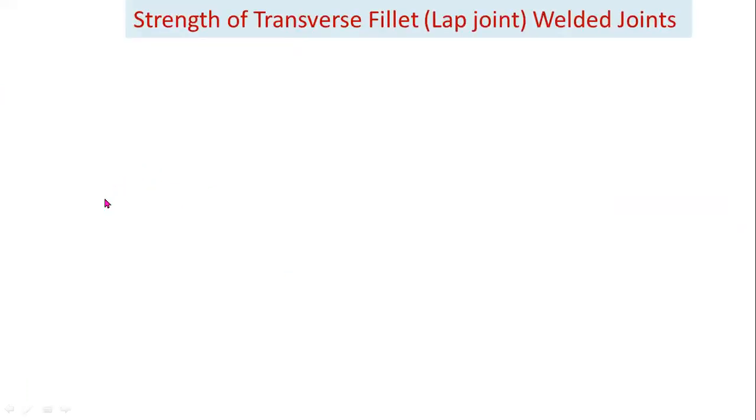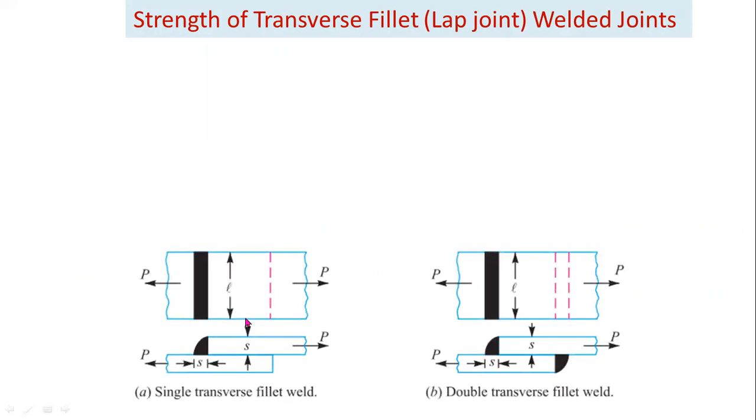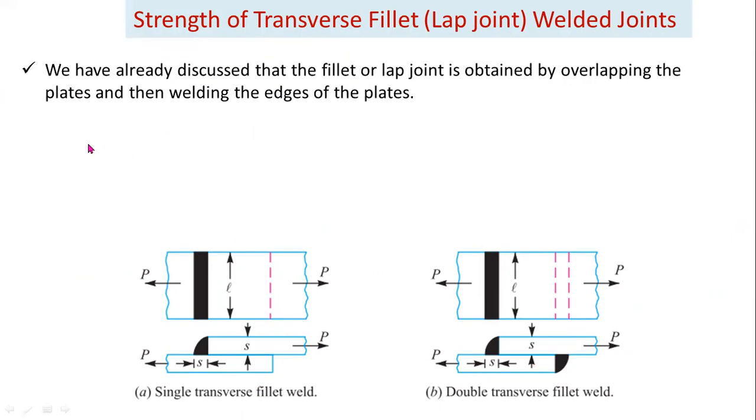Now you have to know the fundamentals about the strength of a transverse fillet weld. So this is the example for single transverse fillet weld, and this one is the example for double transverse fillet weld. Transverse fillet weld or lap joints, we have already discussed that. The fillet or lap joint is obtained by overlapping the plates and then welding the edges of the plates.